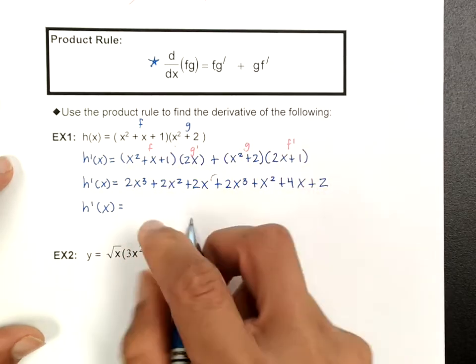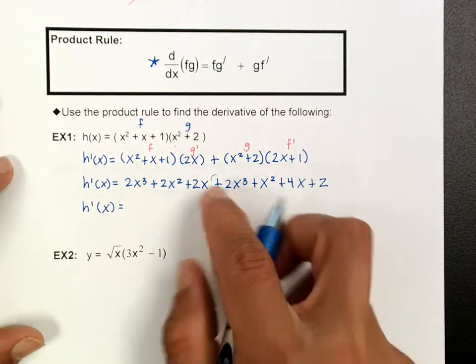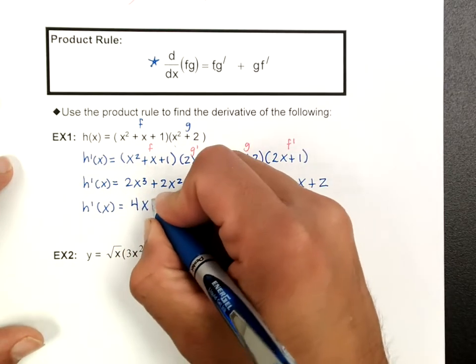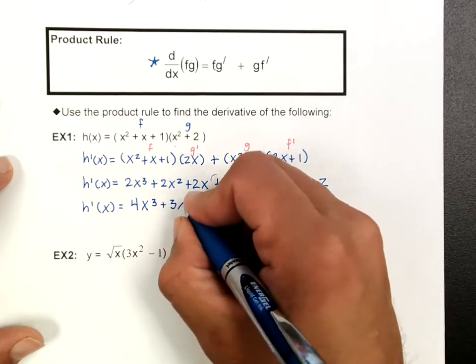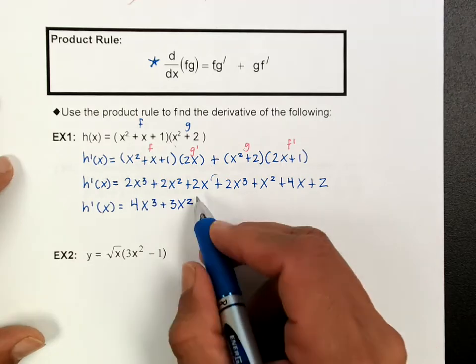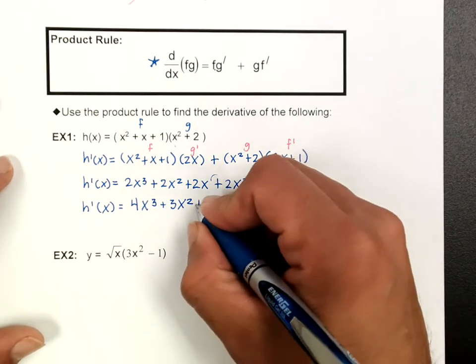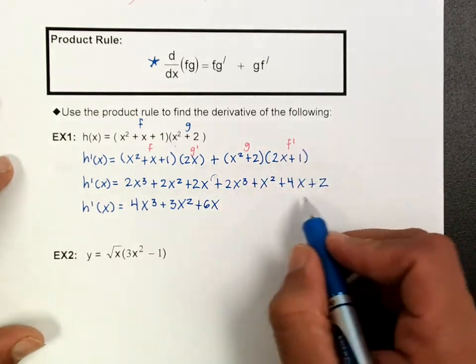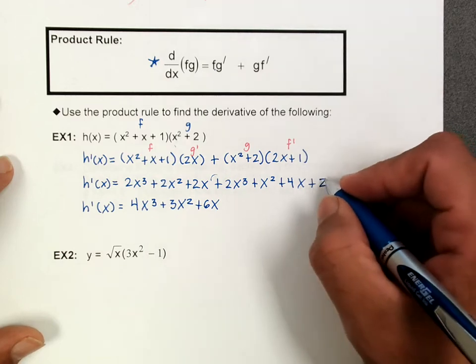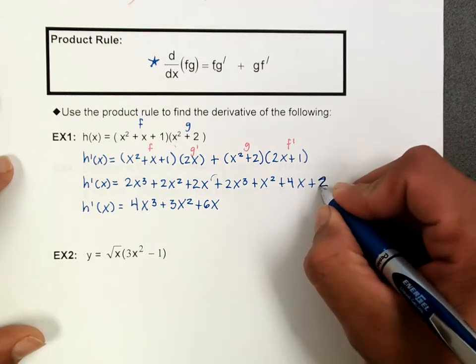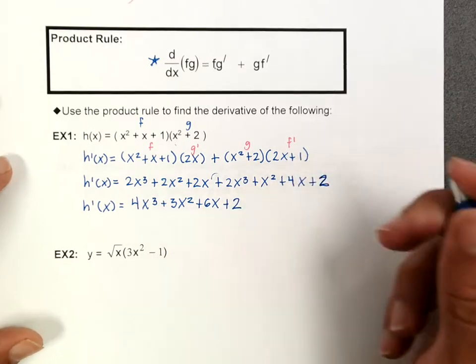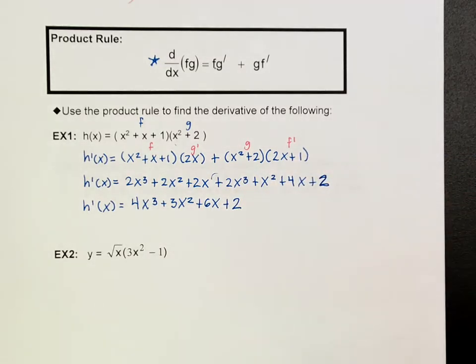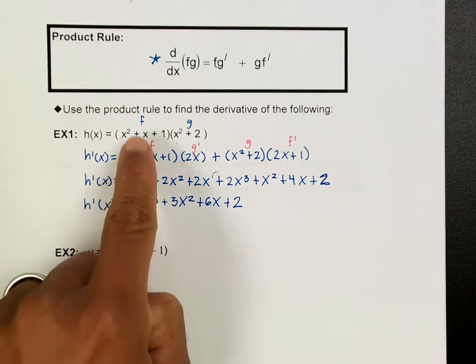All right, so right here, I have a 2x cubed and another 2x cubed here. That's going to make that 4x cubed. And I have a 2x squared and an x squared is going to make that a 3x squared. And then I have a 2x and a 4x. That's going to make that a 6x. And then I have a, is that a 2? Yeah, that's a 2. It looks like a z. All right, plus 2 here. Okay. So that would be the answer, right? So this is the derivative of this right here.